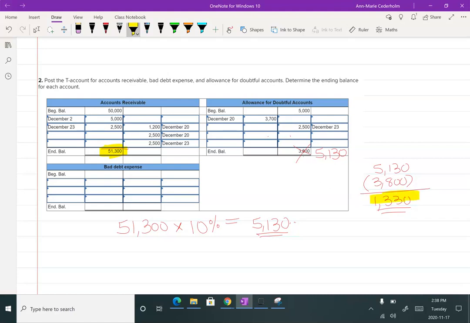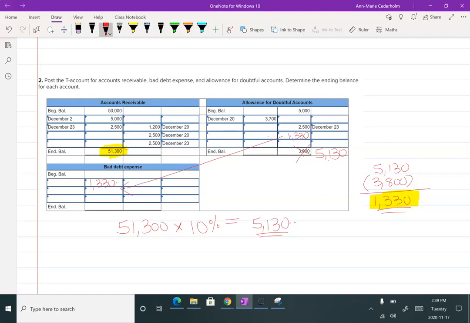And the difference, I know I have to credit it, because it's already at 3,800. So with this 1,330 in here, that will bring it to 5,130. So let's go ahead and do that adjusting journal entry. And what that will do is we're going to bring it over here too. We're going to put it right over here as bad debt expense. So my debit will be bad debt expense, and my credit will be allowance for doubtful accounts for 1,330.